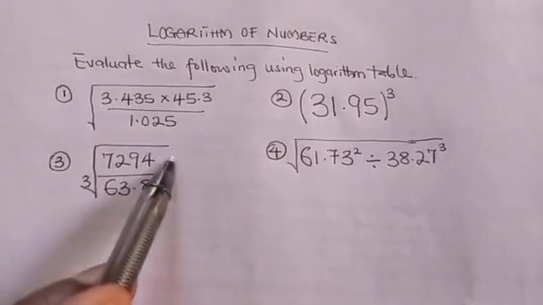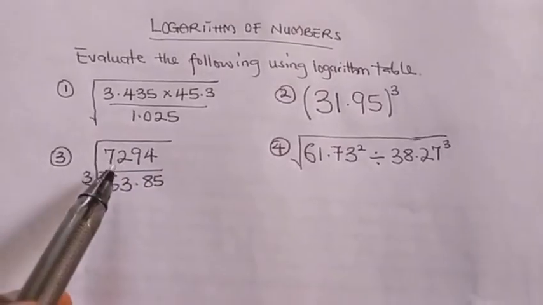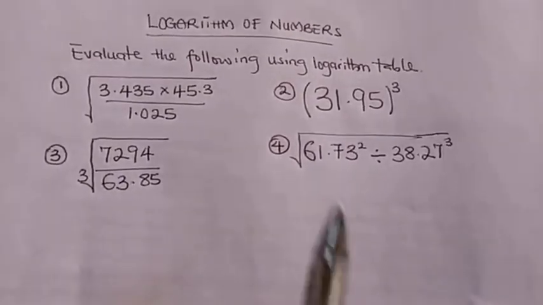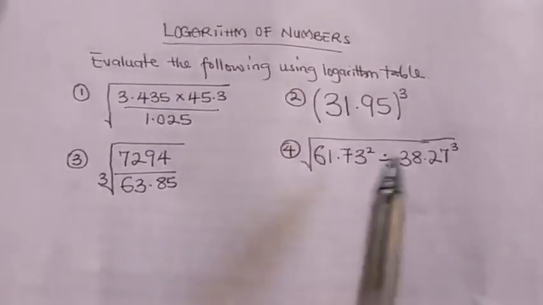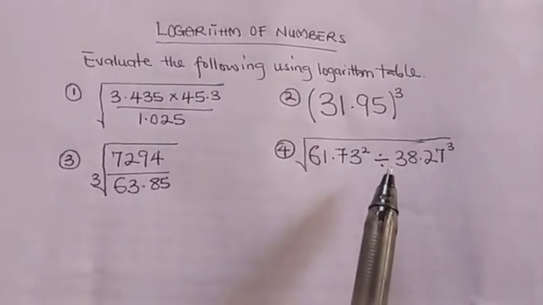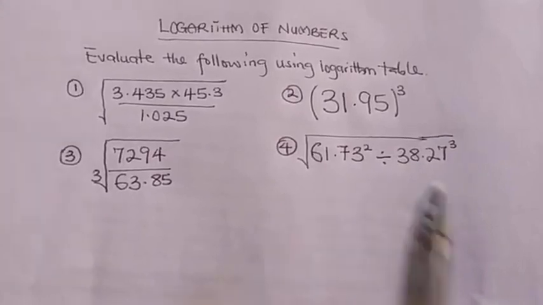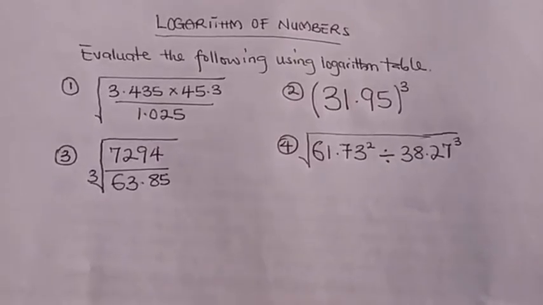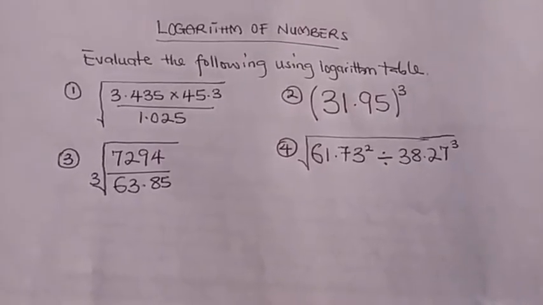The third one, we have the cube root of 7,294 over 63.85. And lastly, we have the square root of 61.73 squared divided by 38.27 cube. Now, strictly we are going to address these questions using the logarithm table.